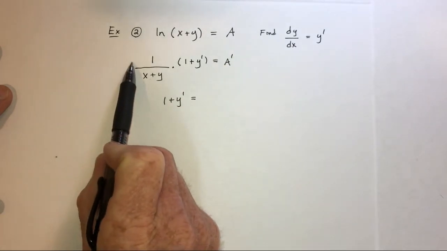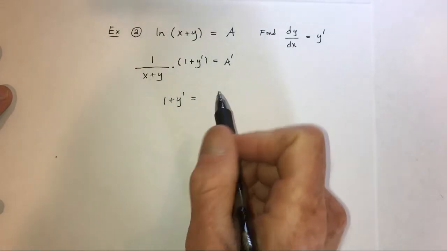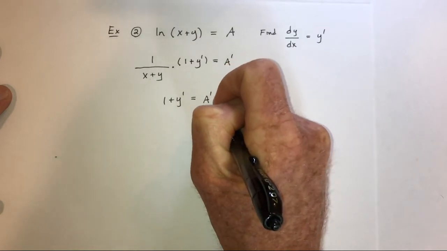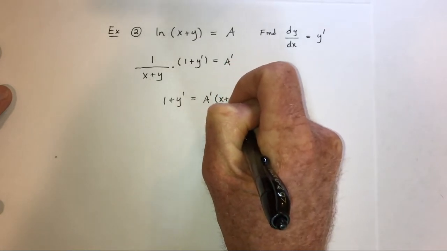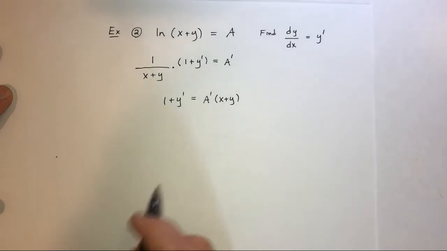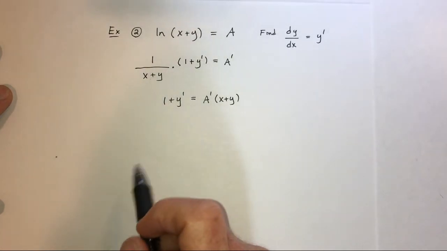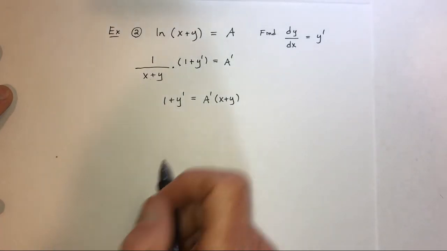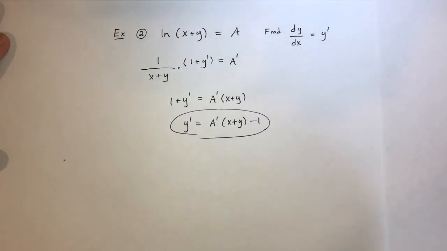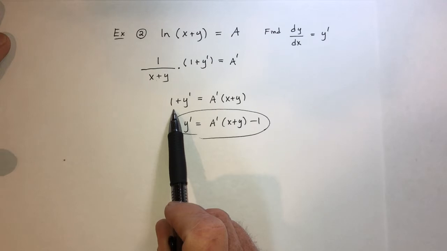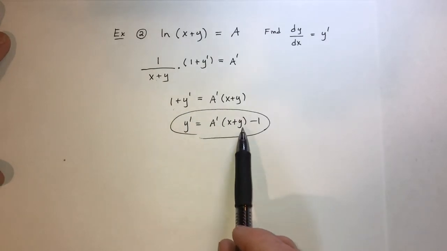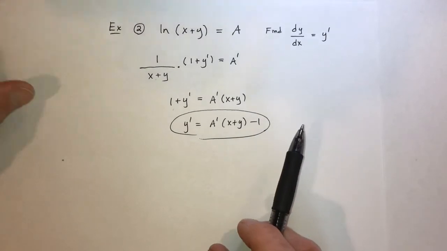When you multiply this side by it, they'll cancel. Basically, I'm just transferring it over to the right side. And you don't need to multiply that out. You can leave it like that. And after a brief video edit, all I needed to do was subtract 1 from both sides, and then that's y prime. All right, now on to example number 3.